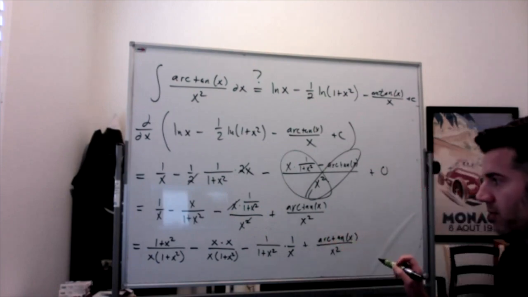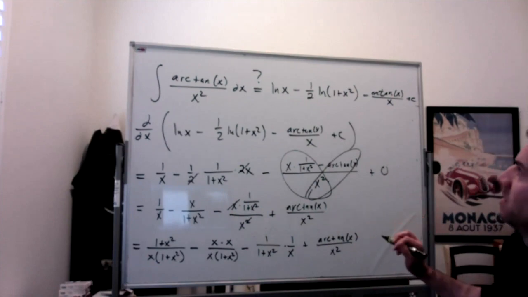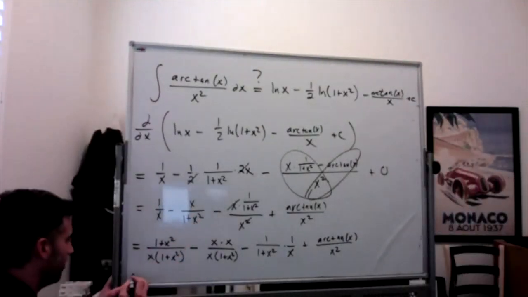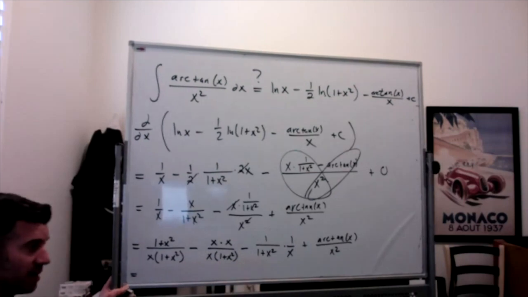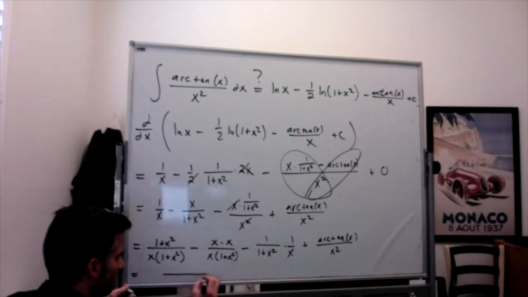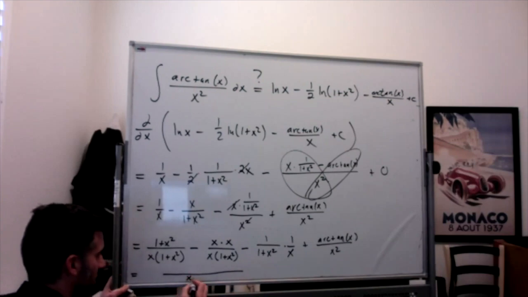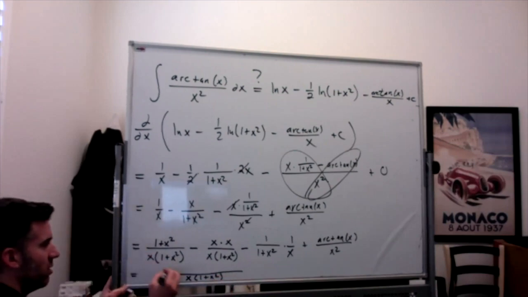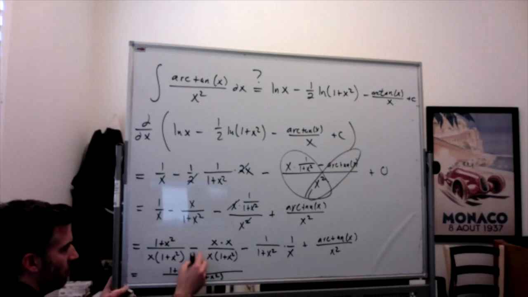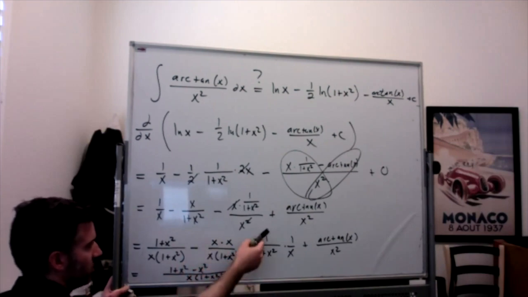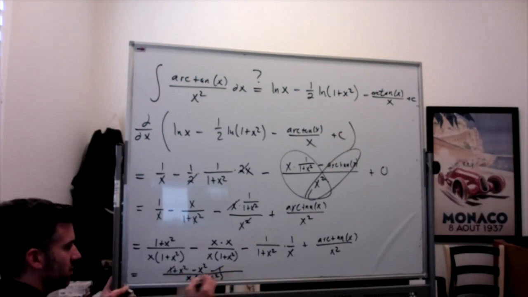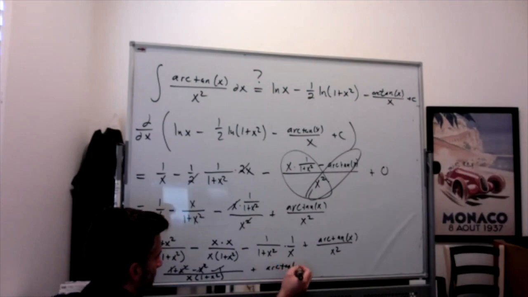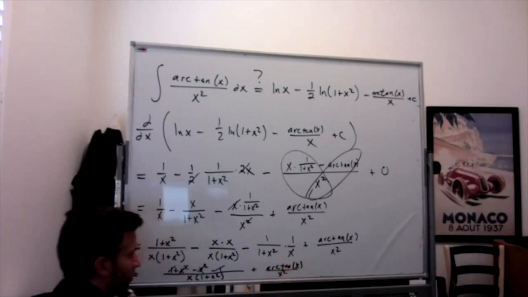But now look, I really wish I had a little bit more room. Sure, I can squeeze this in down here. It's going to be a little tight. So look what I've got. These three fractions all have the same denominator. So I can write them as one fraction. The denominator is x times 1 plus x squared. And the numerator is 1 plus x squared minus x squared minus 1. Oh, look, that all cancels. So that's 0. And then we get plus arc tangent of x over x squared.